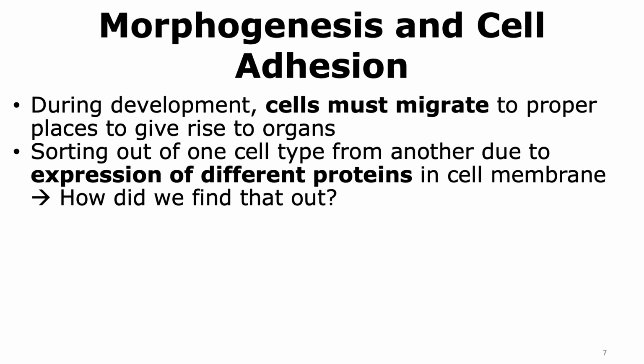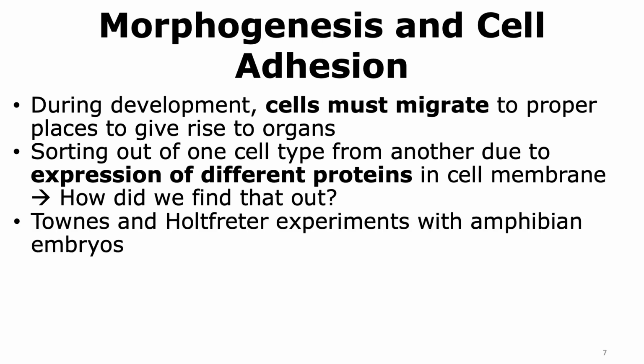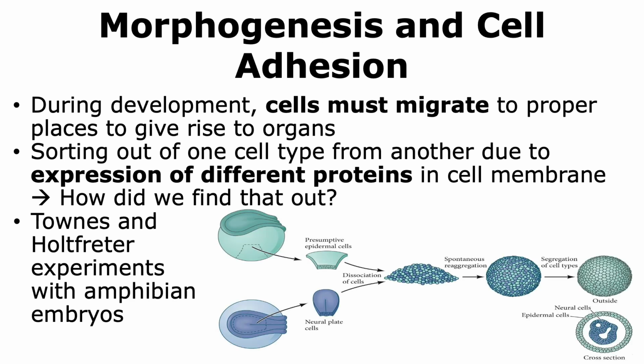So how did we actually find all of this out? For this, we're going to look at one set of experiments that were performed by embryologists in amphibian embryos. In the experiment, the scientists took an embryo from one amphibian that had a certain kind of coloration in their cells, and they took a certain part of the embryo, which, say in this case, are the presumptive epidermal cells.